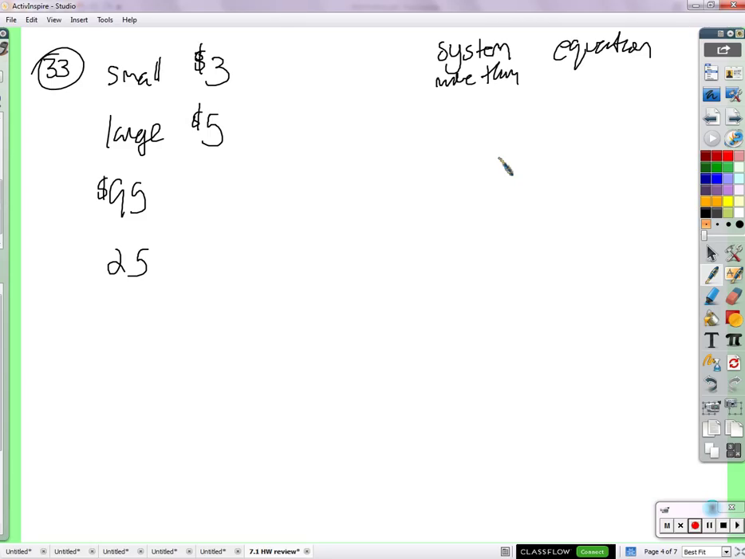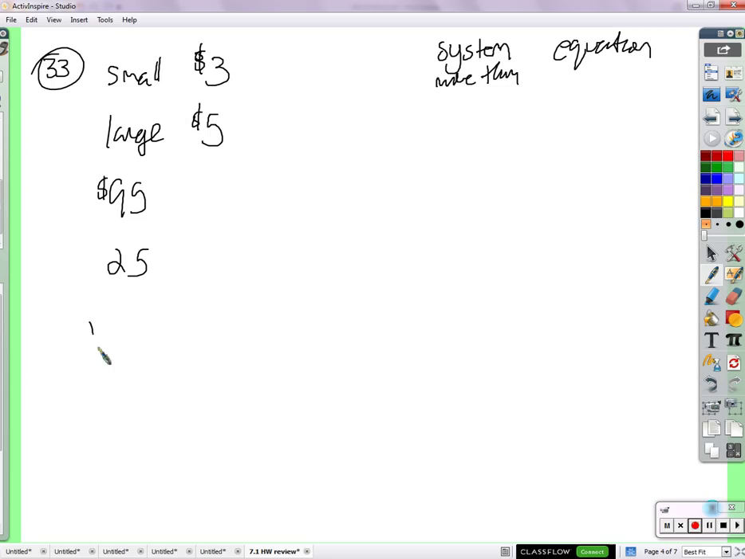How many equations were there in like number 20? And in any other number that you might do on the homework, how many equations were there? 2. So you're gonna have 2 equations when you have 2 variables, like how many small cards and how many large cards. 2 variables, 2 equations, 3 variables, 3 equations, that's how it works. So writing these 2 equations is going to be a challenging part.